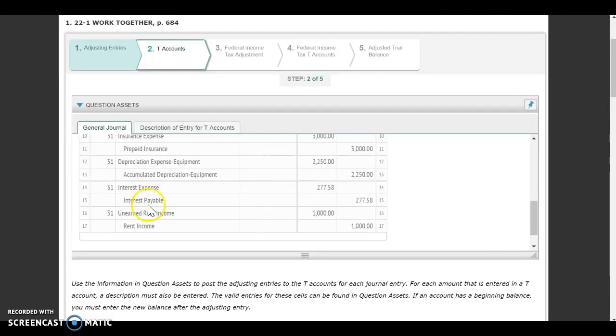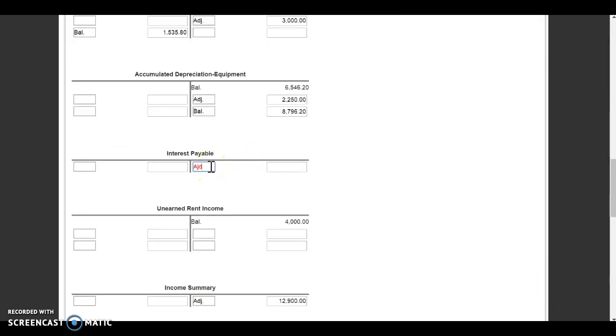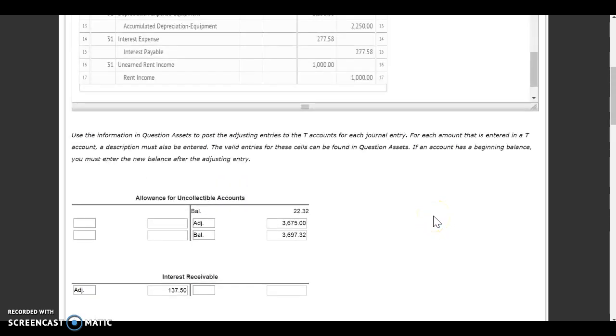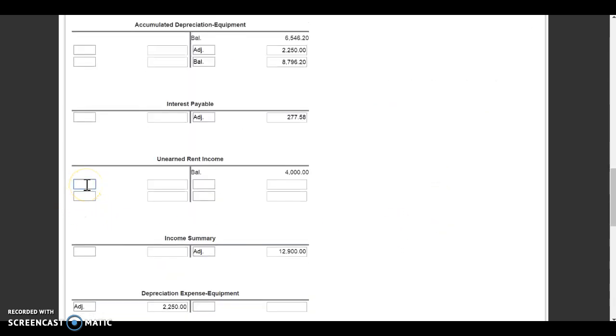Next, we have a credit to interest payable. We have a credit of $277.58. Okay, our last one then, we have a debit to unearned rent income. And we have a debit of $1,000. We need to find our new balance. We need to subtract since we have a debit and a credit.